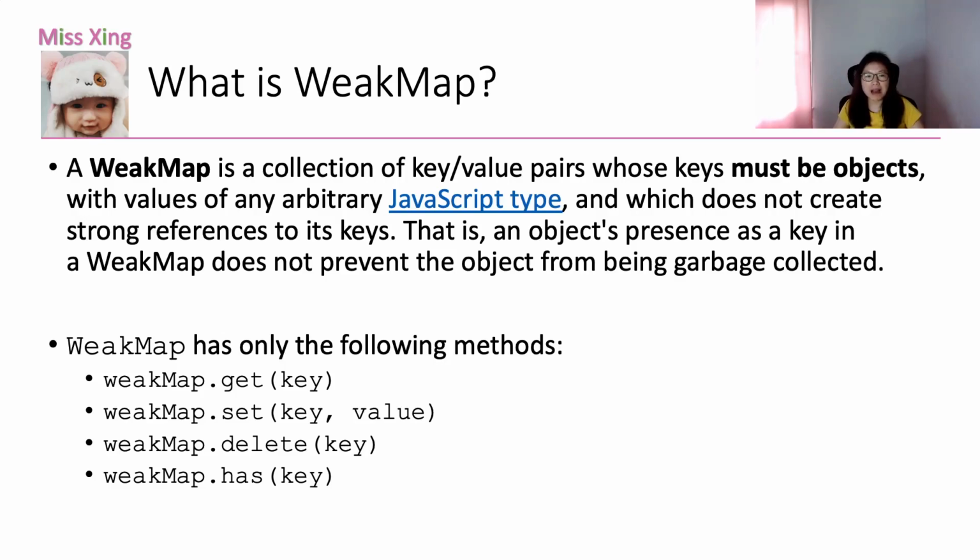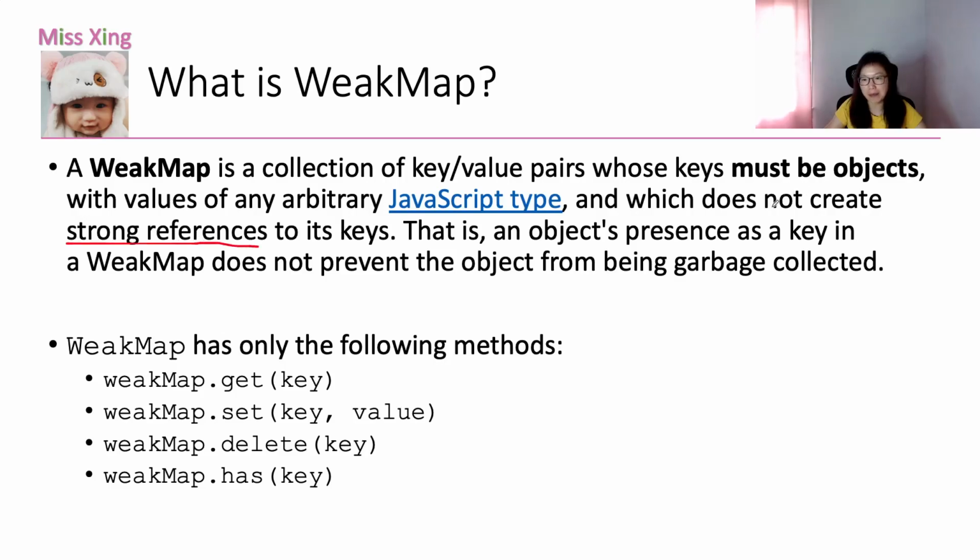First, WeakMap is also a collection of key value pairs like the Map. But here is the first difference: the keys must be objects. I will show you later. The values can be anything, just the keys must be objects. And one thing is that WeakMap doesn't create a strong reference to its keys. I will explain in the next video.